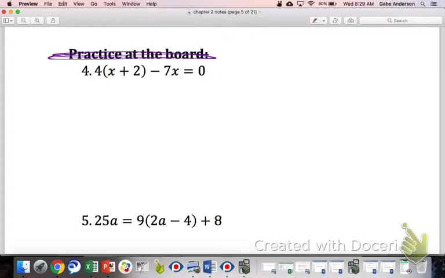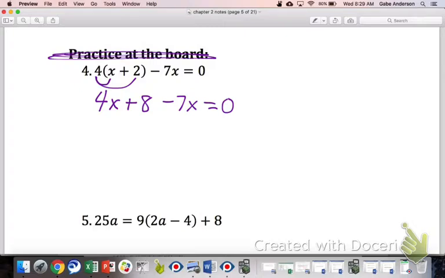Okay? And so what I'm going to do is distribute. So if I distribute the 4, Hosanna, what happens when I distribute the 4? What results from that? That would be 4x plus 8. That's right, 4x plus 8. And then we still have the minus 7x and the equal 0. Zero has not gone anywhere. But you've definitely taken a big step as far as solving this.